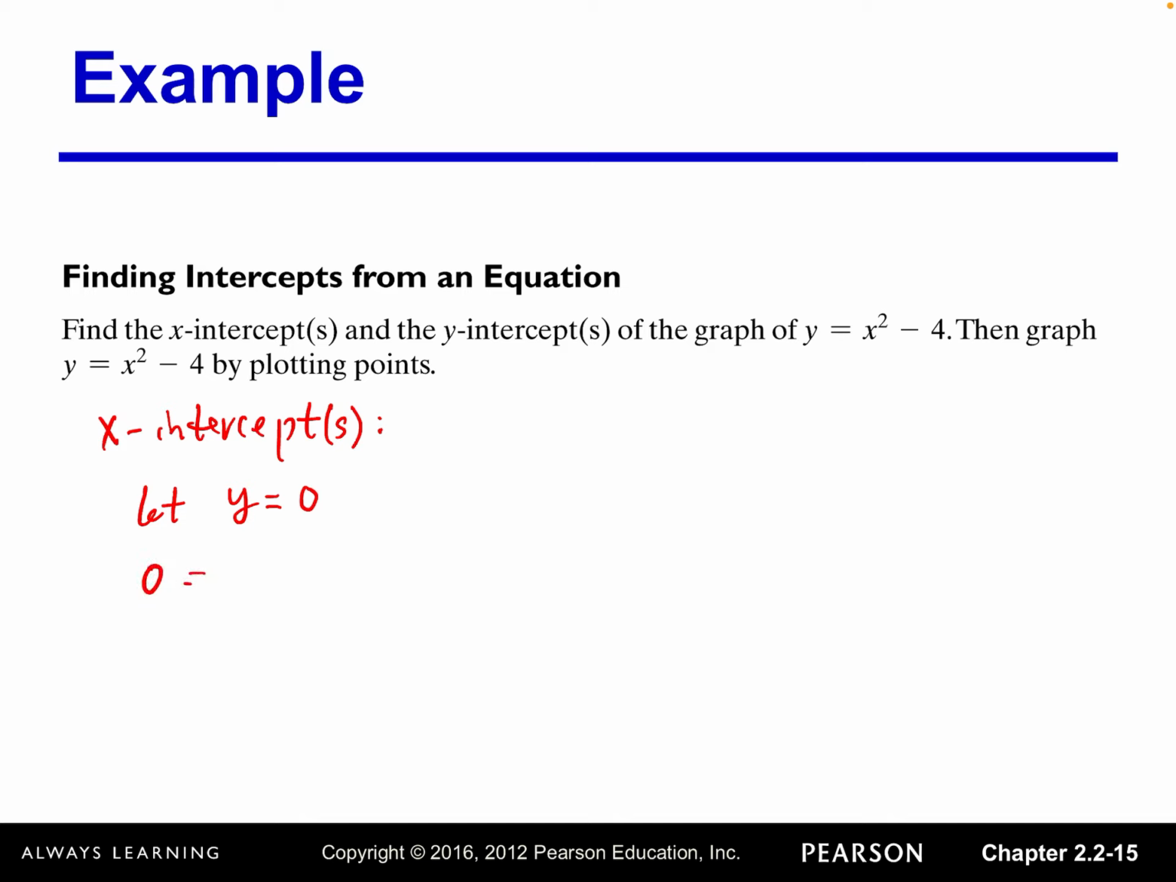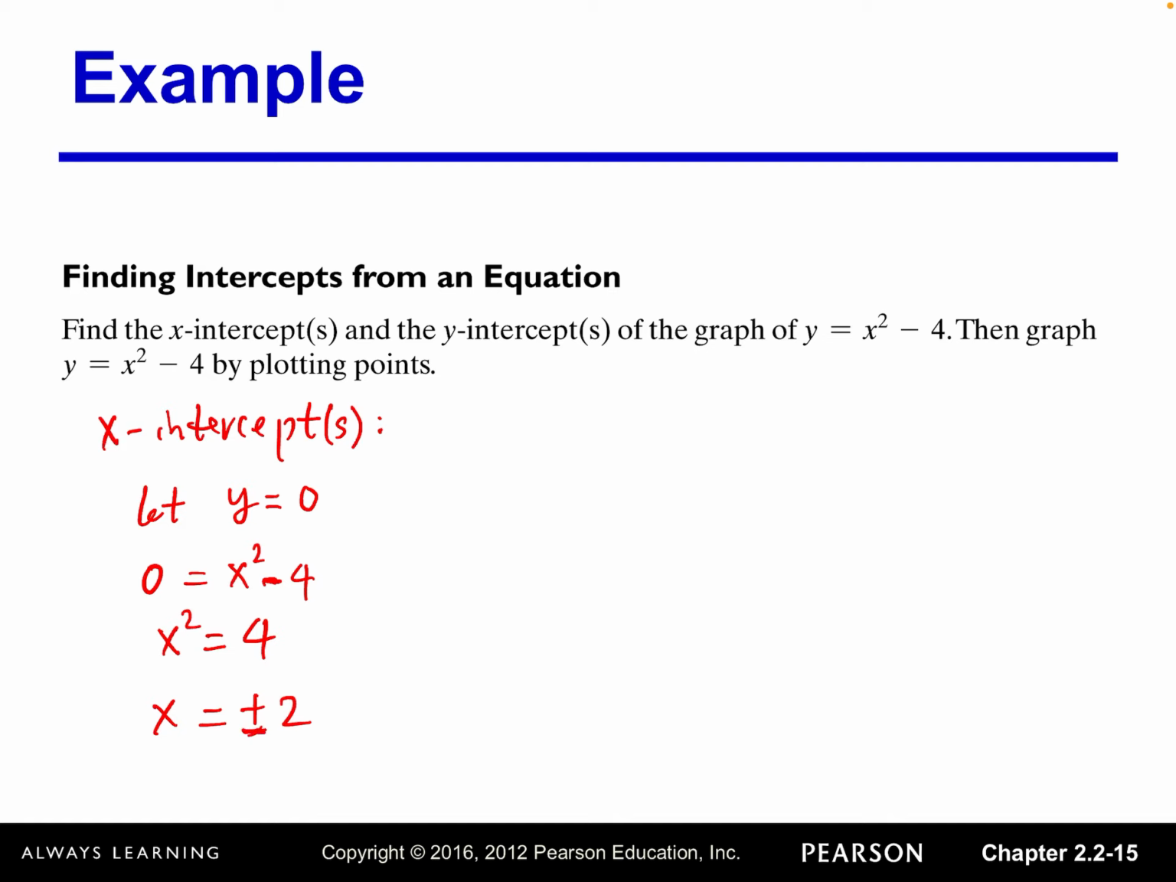So we have 0 equals x squared minus 4. So we got a quadratic equation. How to solve a quadratic equation we already learned in chapter 1. For this particular one, you can use different methods to solve. If you want to use the square root method, you add 4 on both sides of the equation, and then you get x squared equals 4. Using the square root method, we solve x equals plus or minus 2. Don't leave out the negative root, okay?